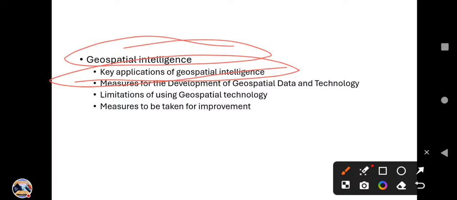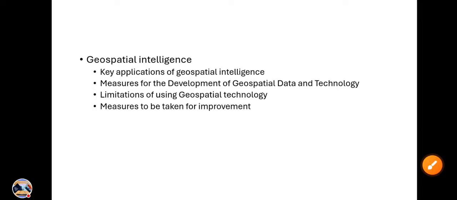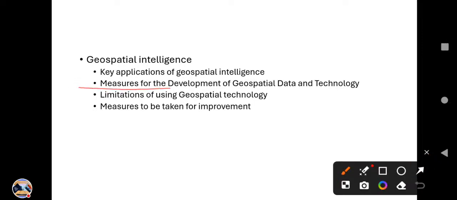Okay, vision and goals of the geospatial policy: make India a world leader in the global geospatial space, develop a coherent national geospatial framework in the country. Okay, so these are some vision and goals of the geospatial policy for India. And what are the various measures for development of geospatial data and technology?